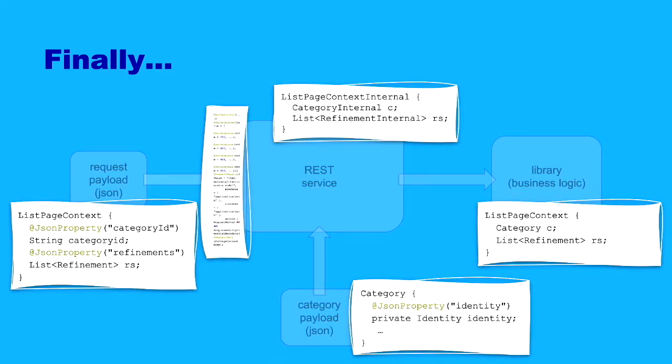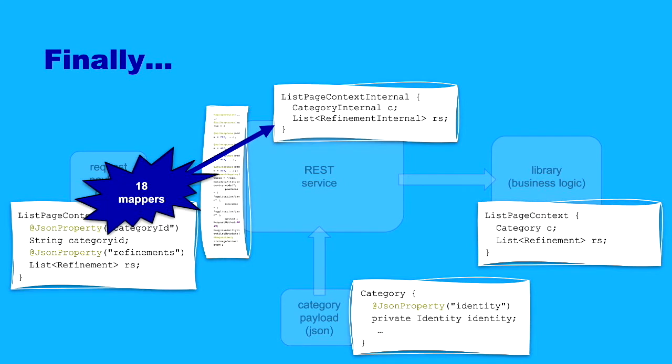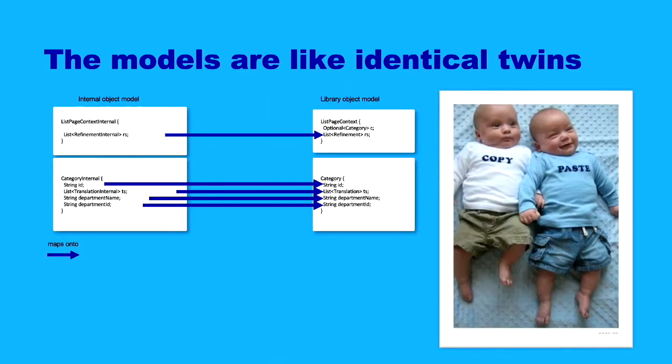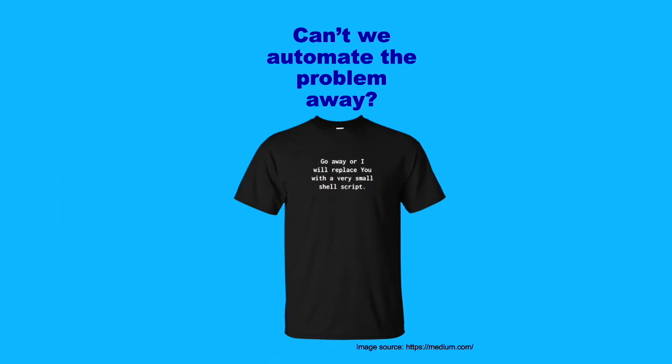Okay, so on to more serious business. So finally, I'll show you how to avoid writing those tedious mappers, mapping one object to another field by field. And we had to do that 36 times in our code base. So we found that much of our models actually are like identical twins. So if you look at the source and the target, you'll see that the source and target have the same amount of fields, same name, and are of the same type. And that made us wonder, can't we automate the problem away? And again, the answer is yes, we sure can.